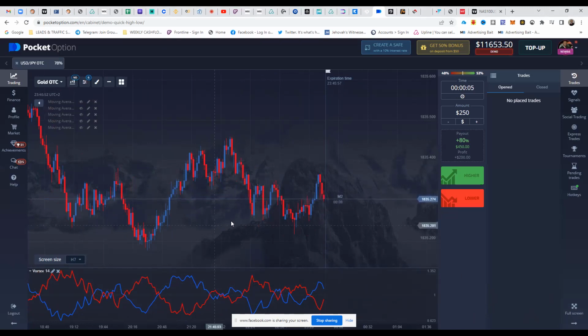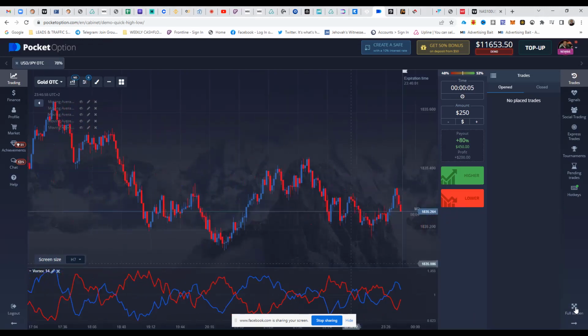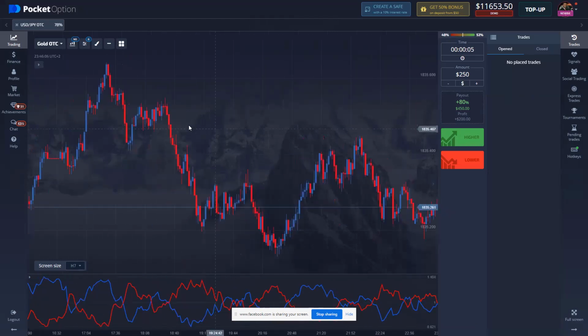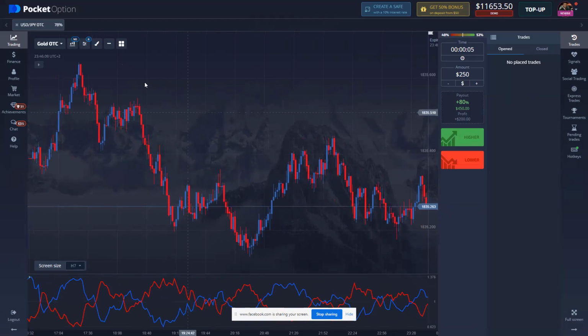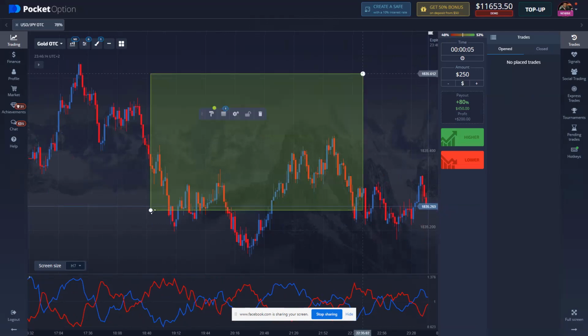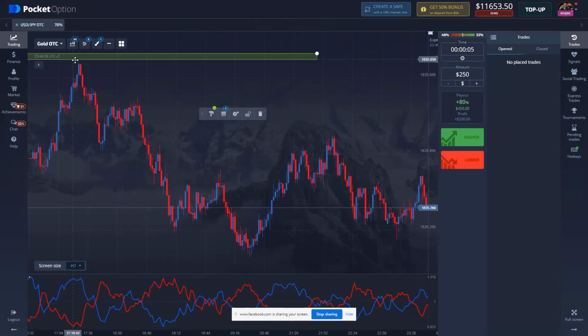All right. So typically when I'm trading binary options, I mark the market structure on the 2 minute time frame to find my entries on the 1 minute. So the very first thing I do is draw up my supply and demand zones. This is going to be my supply zone.